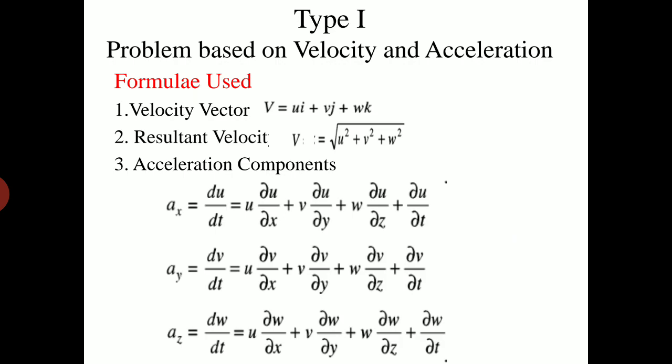The first formula is to find the velocity vector, that is V is equal to ui plus vj plus wk. The next is the resultant velocity, that is V is equal to under root u square plus v square plus w square. The next is to find the various components of acceleration. It can be in the x direction, represented by ax. The acceleration in the y direction is represented by ay, whereas the acceleration in the z direction is represented by az.